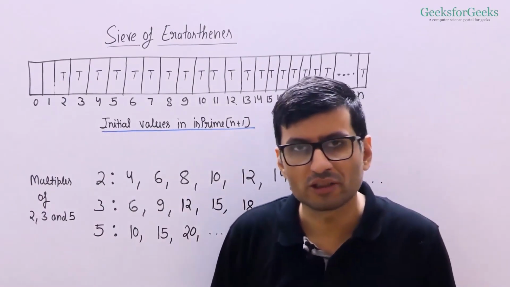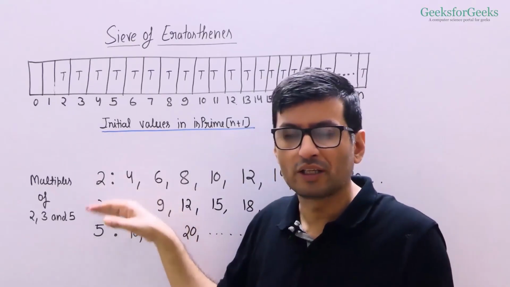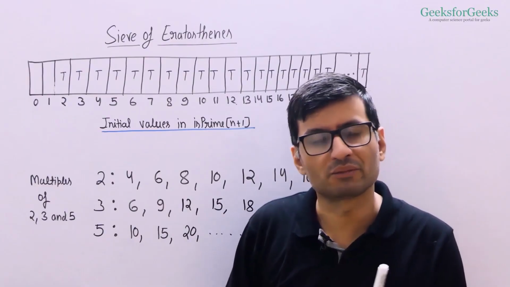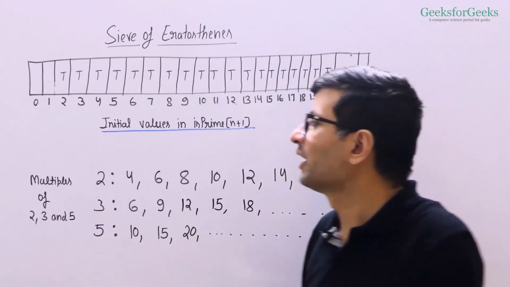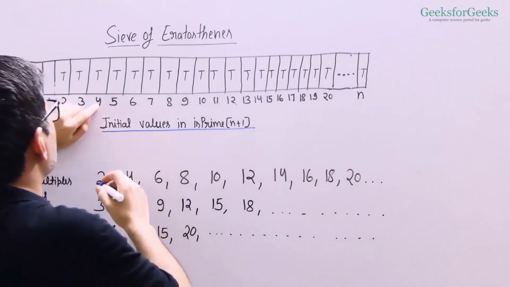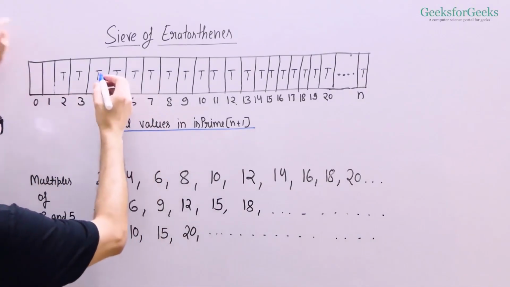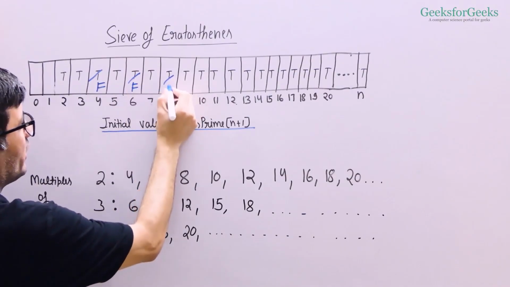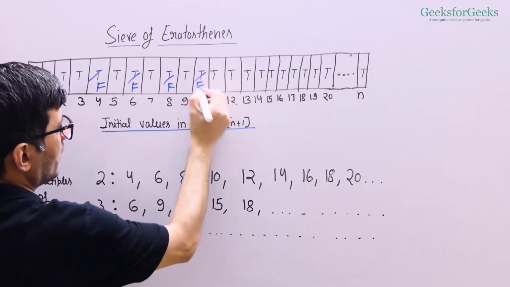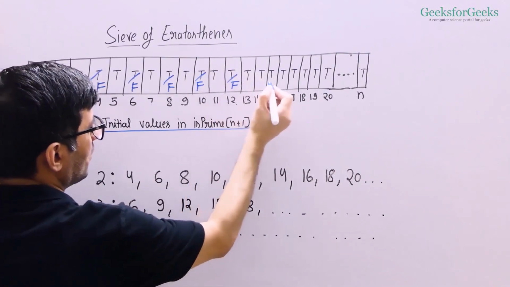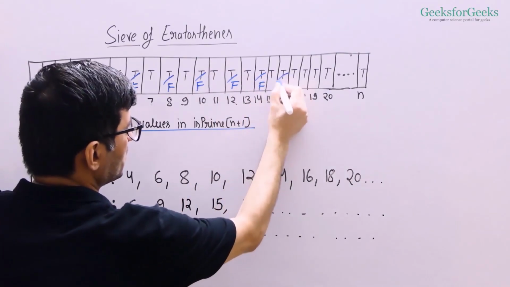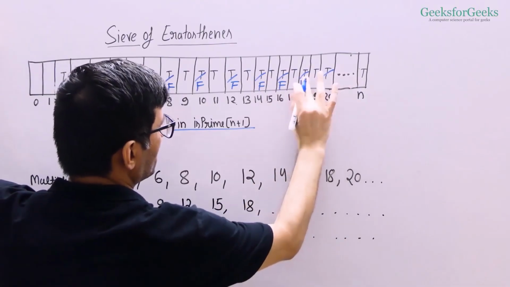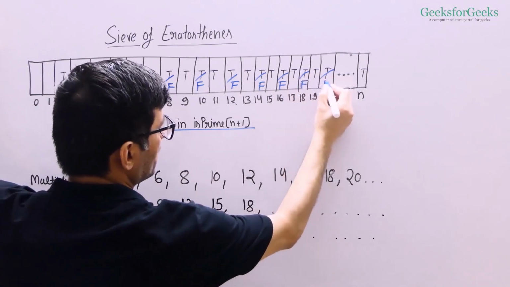What this algorithm does is begin with 2, and for every number that you traverse, it goes through its multiples and marks them as false, right? So we begin with 2, and its multiples are 4, 6, 8. We are going to mark these as false. 4 is marked as false, 6, 8, 10, 12, 14, 16, 18 and 20. We mark all of these as false.